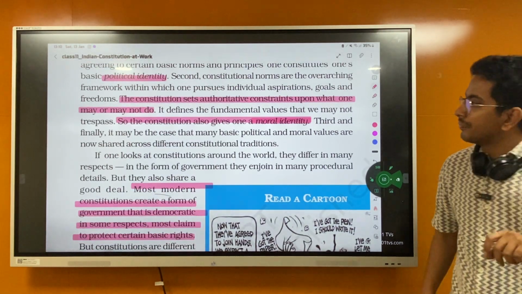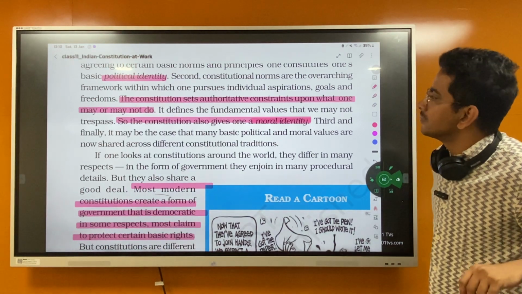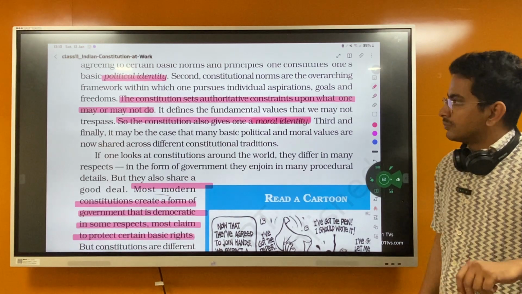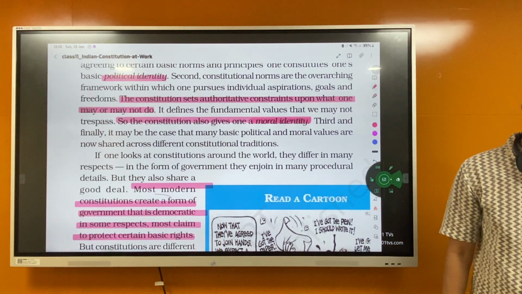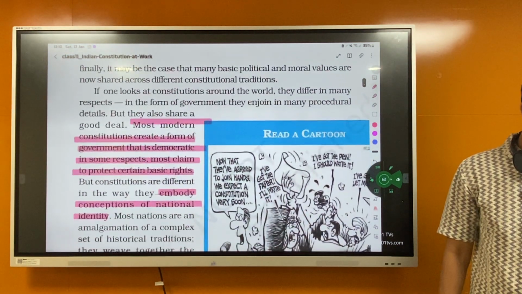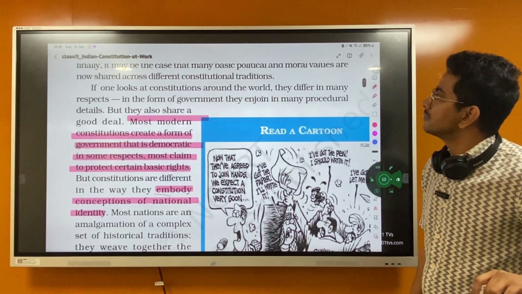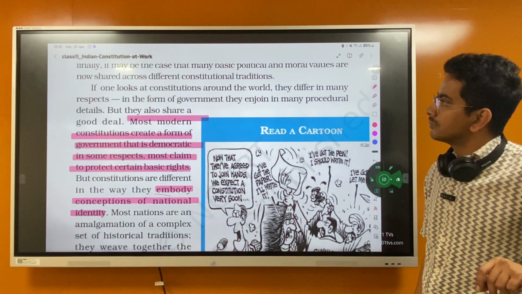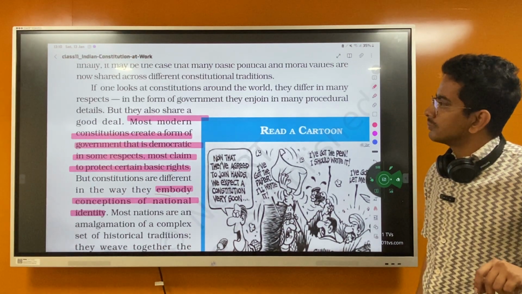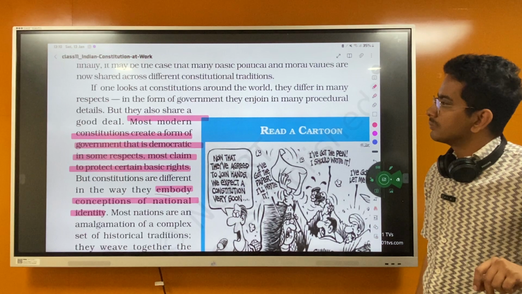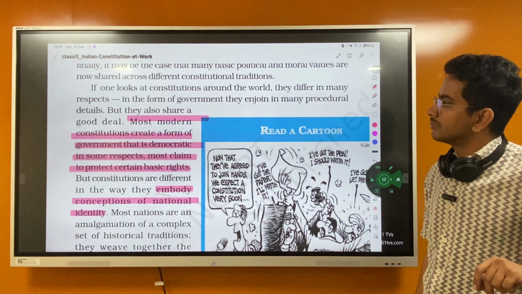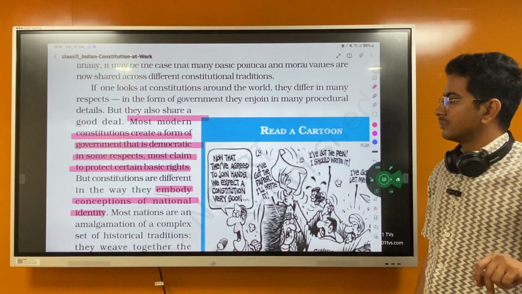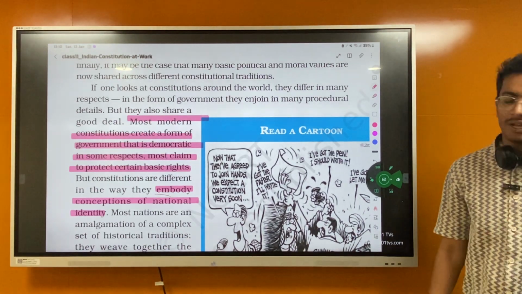Third and finally, it may be the case that many basic political and moral values are now shared across different constitutional traditions. If one looks at constitutions around the world, they differ in many respects. In the form of government, they enjoin in many procedural details, but they also share a good deal. Most modern constitutions create a form of government that is democratic in some respects. Most claim to protect certain basic rights, but constitutions are different in the way they embody conceptions of national identity.